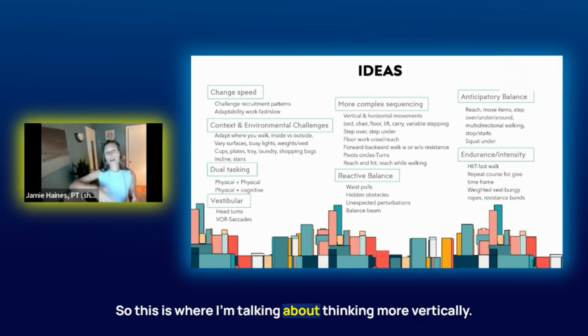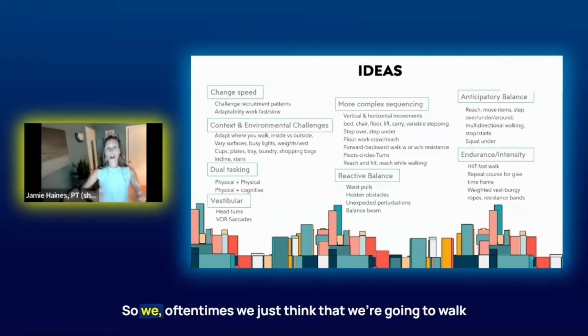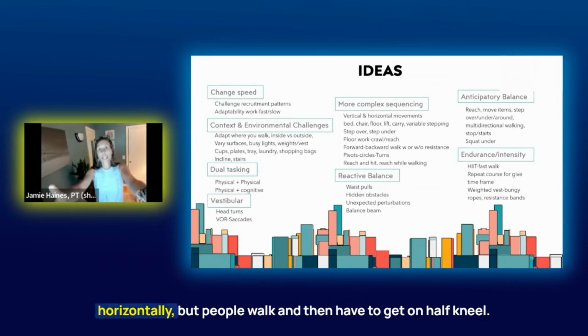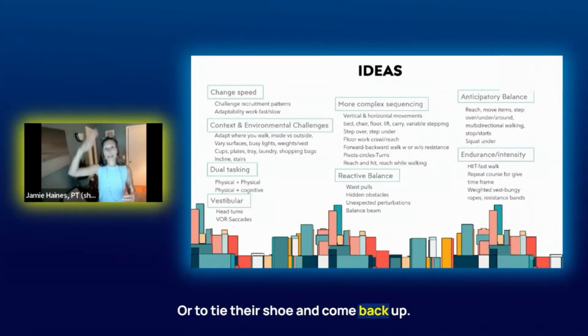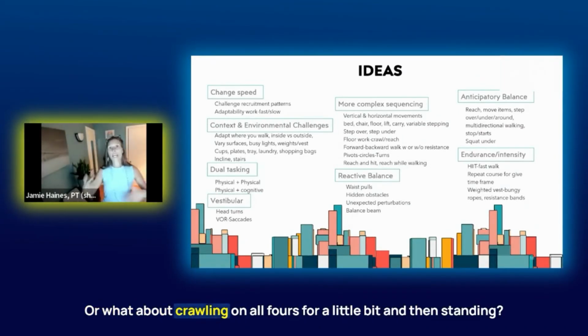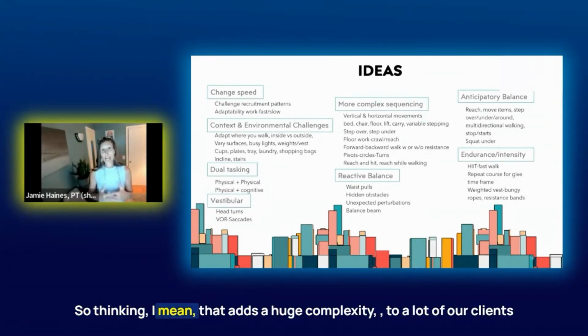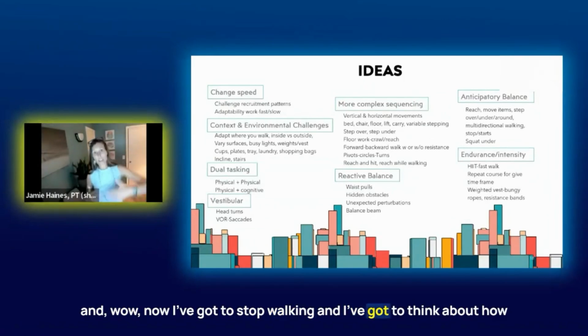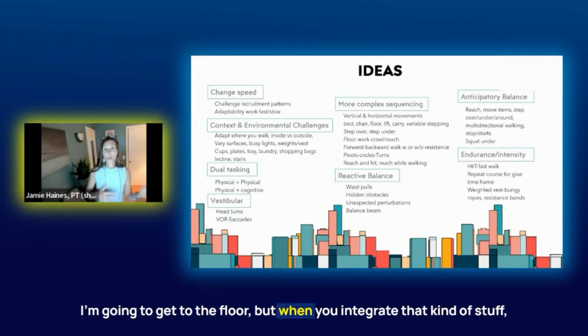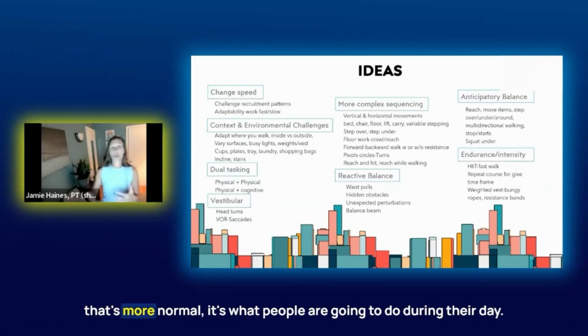So this is where I'm talking about thinking more vertically. We just think that we're going to walk horizontally, but people walk and then have to get on half kneel to tie their shoe and come back up. Or what about crawling on all fours for a little bit and then standing? That adds a huge complexity to a lot of our clients. And wow, now I've got to stop walking and think about how I'm going to get to the floor. But when you integrate that kind of stuff, that's more normal. It's what people are going to do during their day.